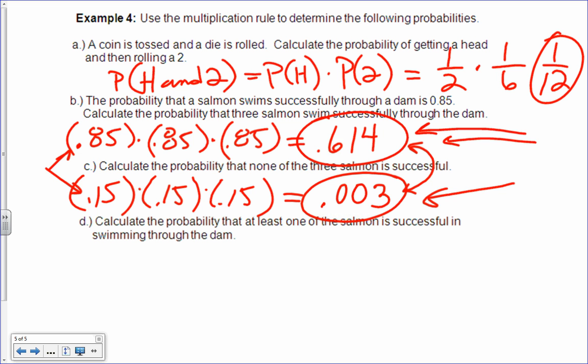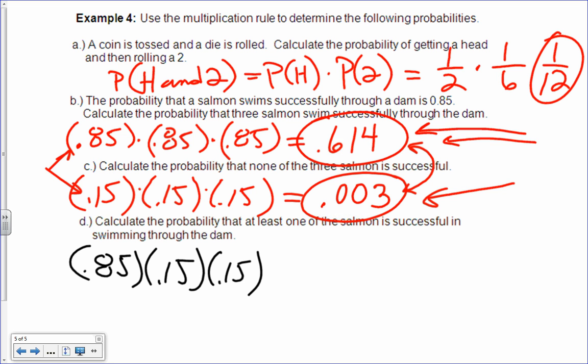Calculate the probability that at least one of the salmon is successful in swimming through the dam. Yes? Okay, I've been told that it should be 0.85 times what? Times? Well, I have a problem with that, though. This is what I was told. You're basically saying that it has to be the first one. Oh, wait. Subtract 0.003 from what? Okay, so let's talk about this.